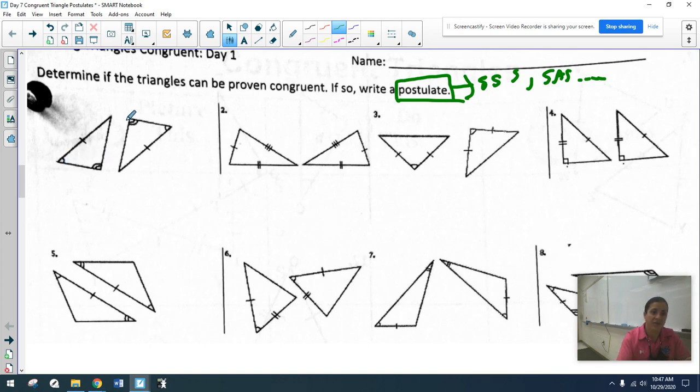So in this case, I've got 2 angles and a side. So the only ones that have 2 angles and a side can be either this one or this one. And you funny guys, there is no angle-side.